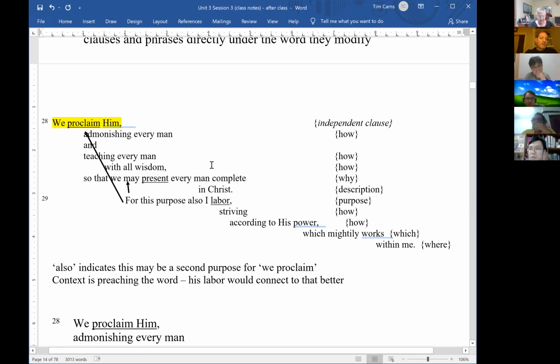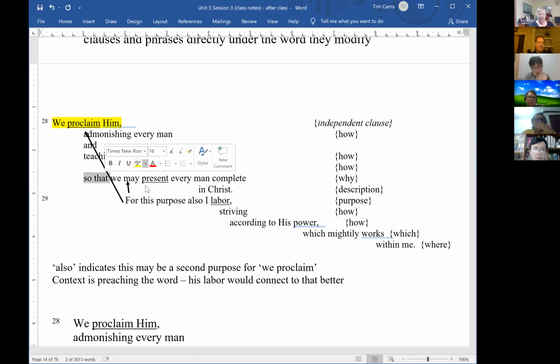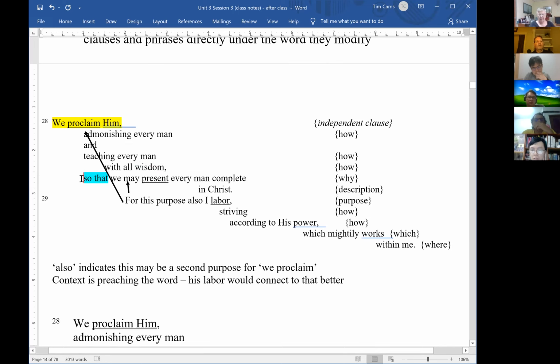Yeah, and that's perfectly fine to do. You could do it so that we may present, and then if you want to highlight the so that, so you can see it more clearly, that's fine too. My convention is I like to put the conjunctions on their own line, like I did for and here. But you don't have to. That's just a style thing. So if it makes it clear for you to have the clause together with the conjunction, then that's perfectly fine to diagram that way.